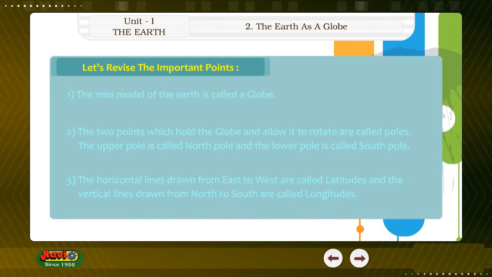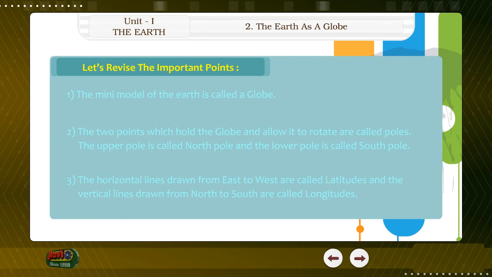Let's revise the important points. 1. The mini model of the Earth is called a globe. 2. The 2 points which hold the globe and allow it to rotate are called poles. The upper pole is called North Pole and the lower pole is called South Pole.